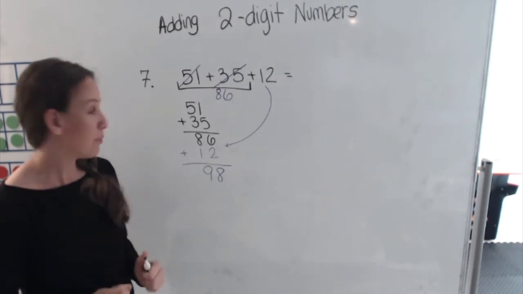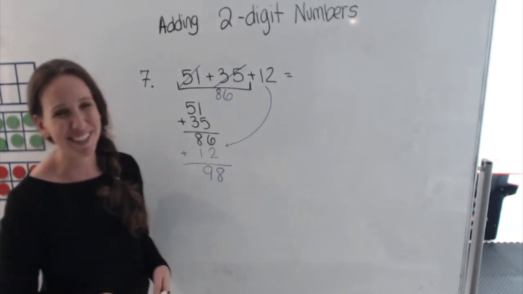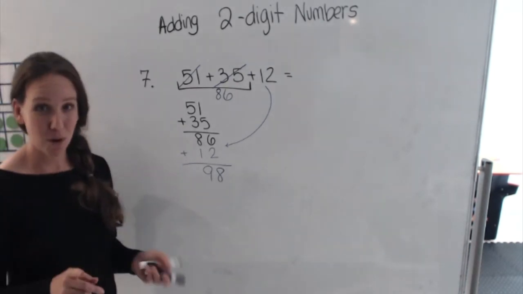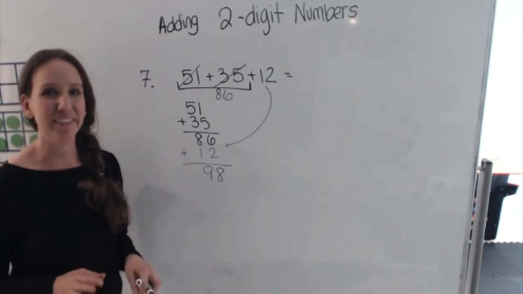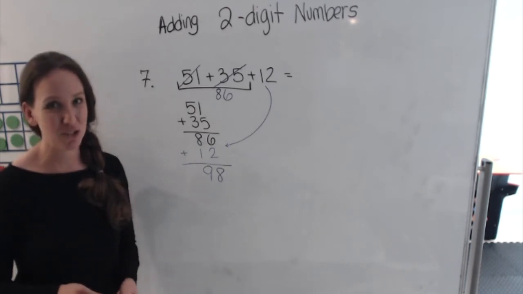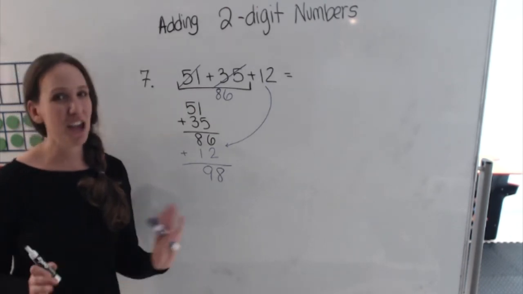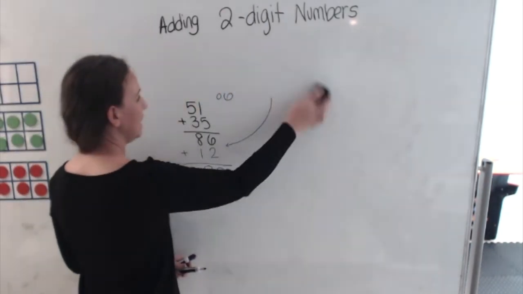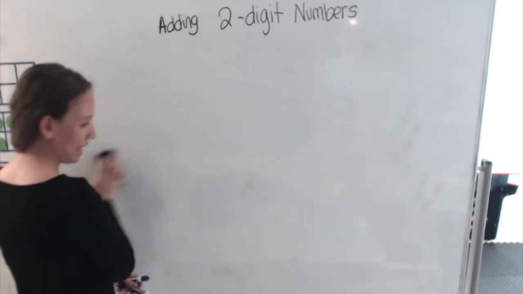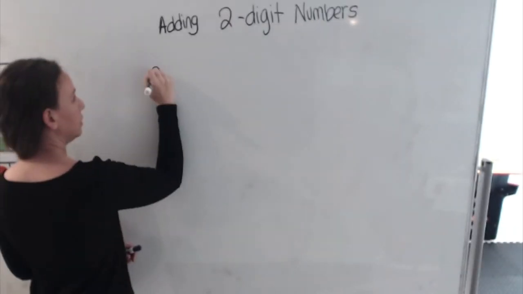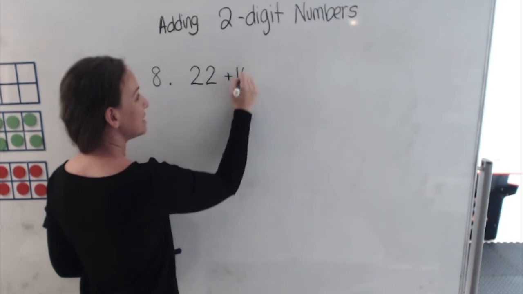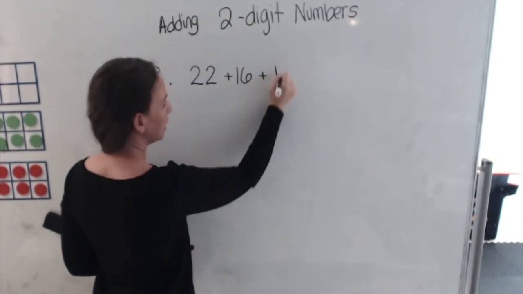That wasn't so bad, was it? Yeah, it was. It's okay, guys. We're going to do one more problem together, and then you guys have your own individual worksheets to do today. And that's it. That's all you have to do, okay? Last problem is number 8. We have 22 plus 16 plus 11.